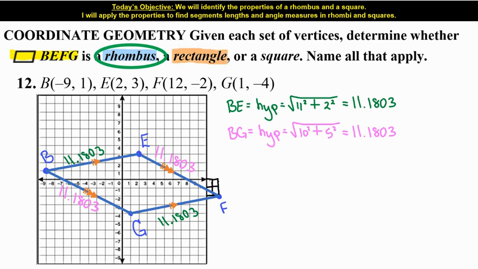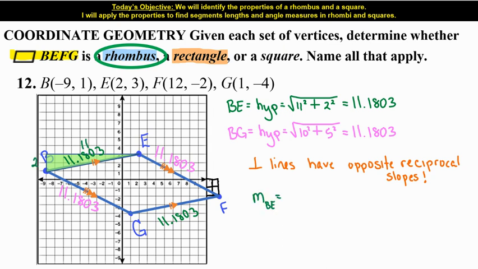Now we need to decide, is it a rectangle? If it's a rectangle, my consecutive sides will intersect perpendicularly. And we know that on a graph, lines that are perpendicular have slopes that are opposite and reciprocal. So one will be positive, the other will be negative, and the fraction itself, the rise over the run, will be flipped upside down. So let's find the slope from B to E. I know my rise is 2, and I'm running 11. So my slope from B to E is 2 over 11.